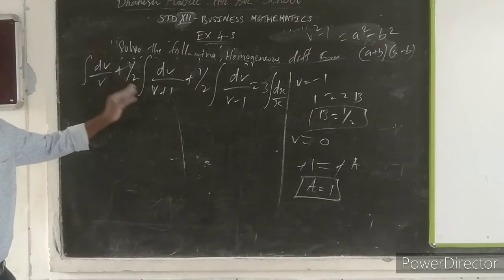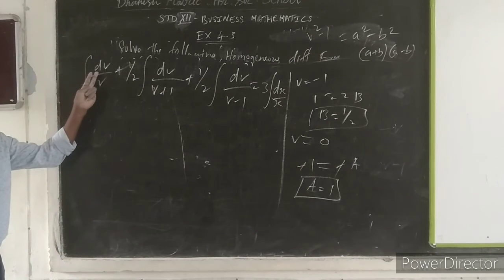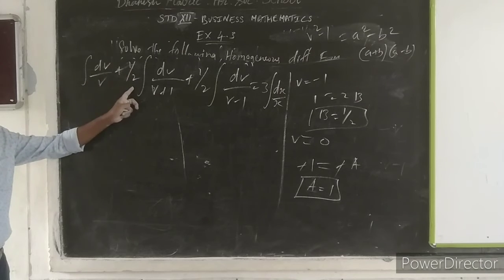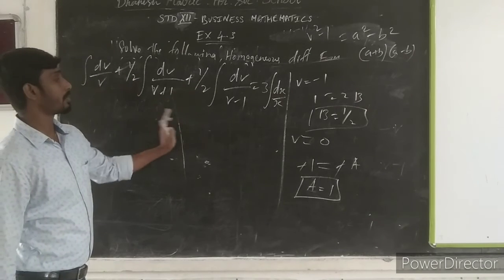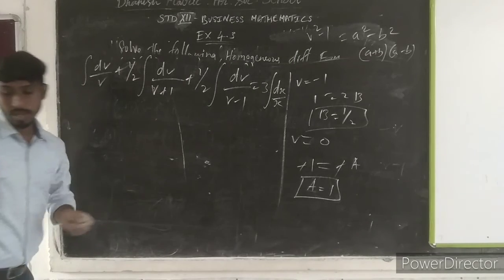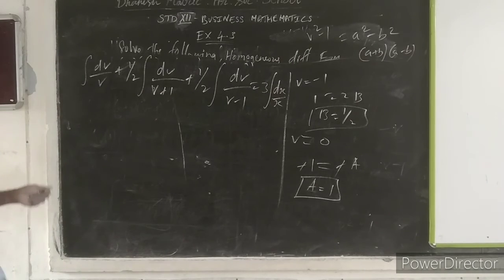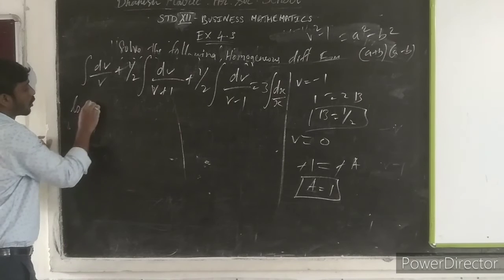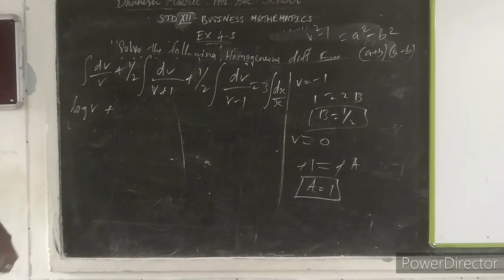So I am directly substituting into the integration form. We are getting a value of 1, that is dv divided by v, b value 1 by 2, c value also 1 by 2. The remaining values we write like this. So now we are going to integrate this. Here we are getting log v.